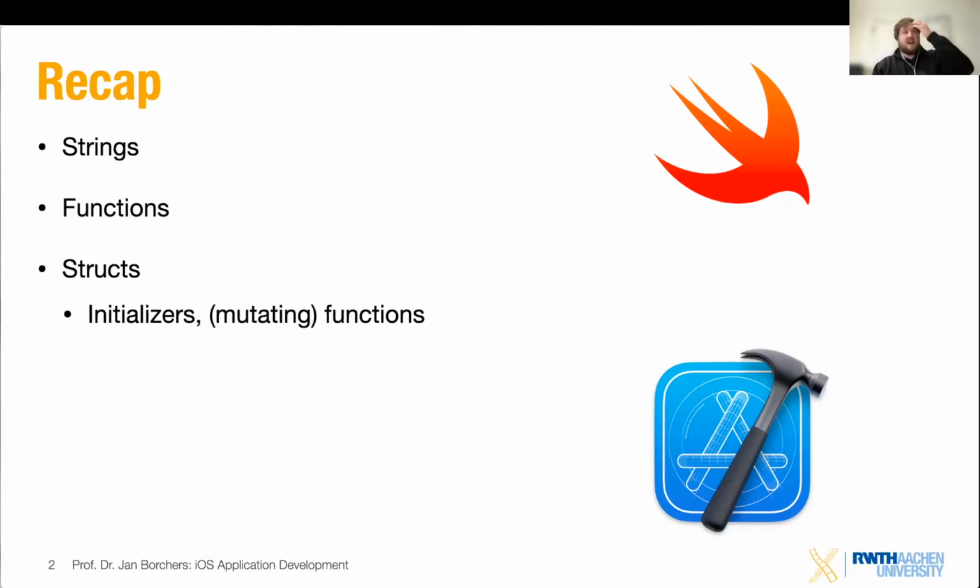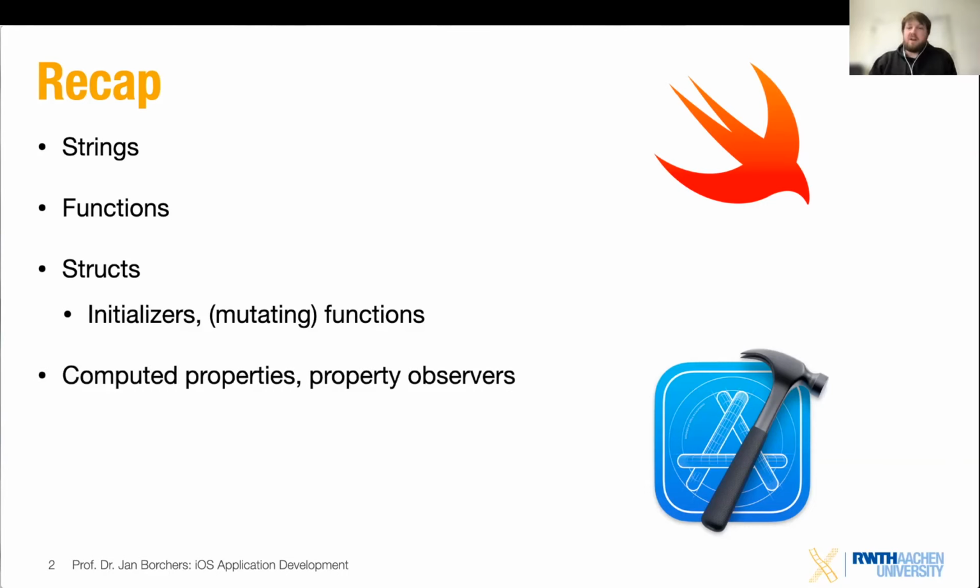And also about initializers, what initializer you get automatically if you don't specify anything. You directly get the member-wise initializer, where you specify every property of that struct you want to create. And if you want to change any of these properties, functions can't do that directly. You need to specify it with a mutating keyword, specifying that this function will change something in the struct.